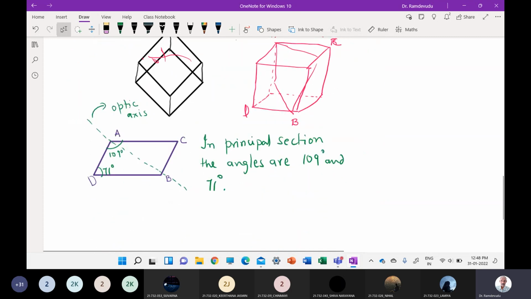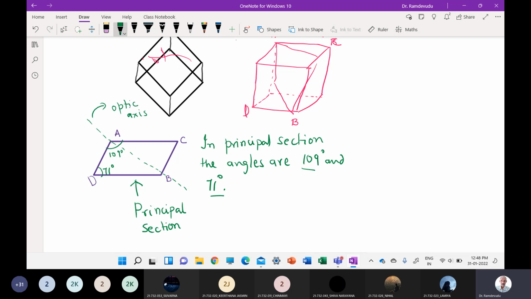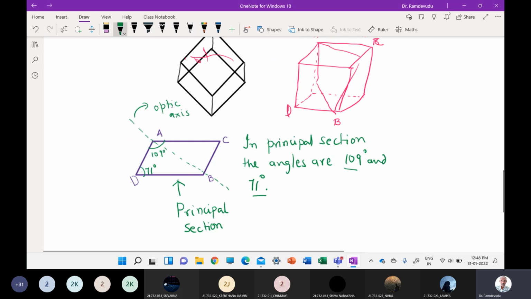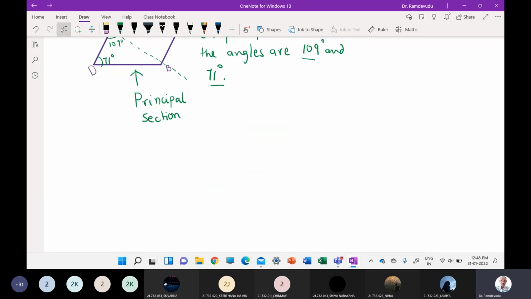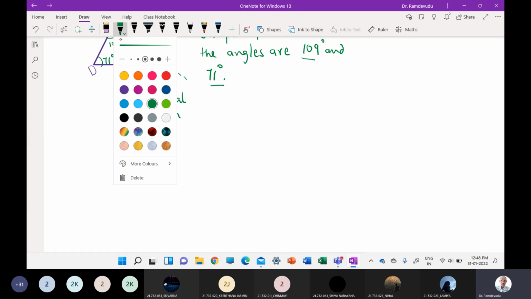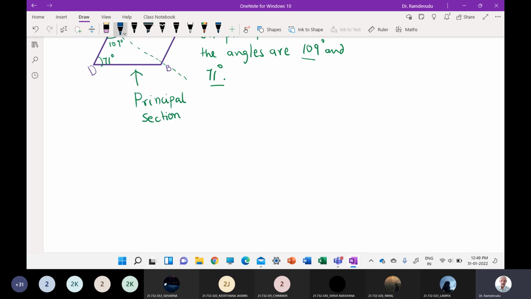Okay, therefore this is a principal section. And this principal section's angles are very important, and the angles are 109 and 71 degrees. And these also will change when you make this as a polarizer or an analyzer. And this you have to remember very carefully. And thereby we will now see how to construct a polarizer. To construct a polarizer, we call that polarizer a Nicol prism. Therefore, now we will see the construction of a polarizer.